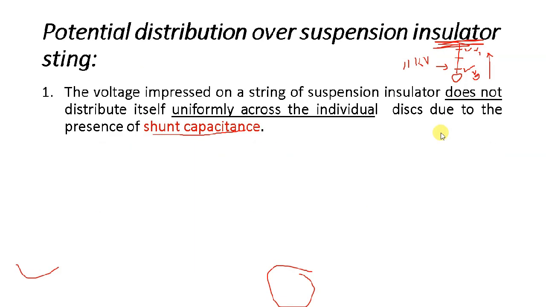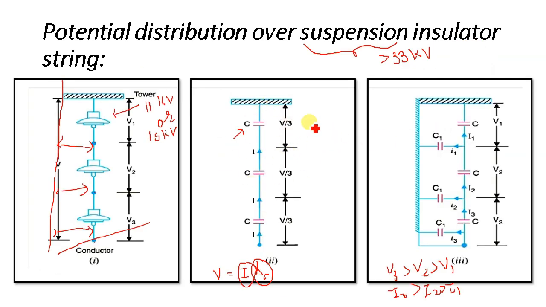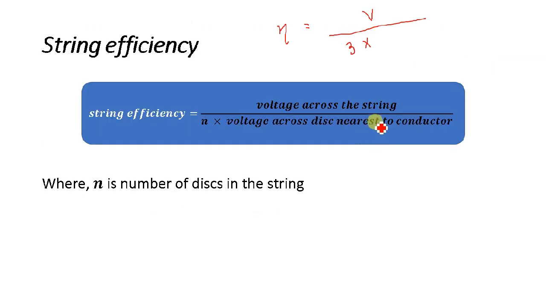So let's say if we talk about this first case, when we are ignoring the effect of shunt capacitance, the voltage is V by 3 across all the capacitances. So in that case we can write V by 3 over 3 times V; the 3 will be cancelled out, and the V will be cancelled out. Then we multiply by 100 because we want it in percentage. So my string efficiency will be 100 percent when the voltage distribution along the disks is equal.